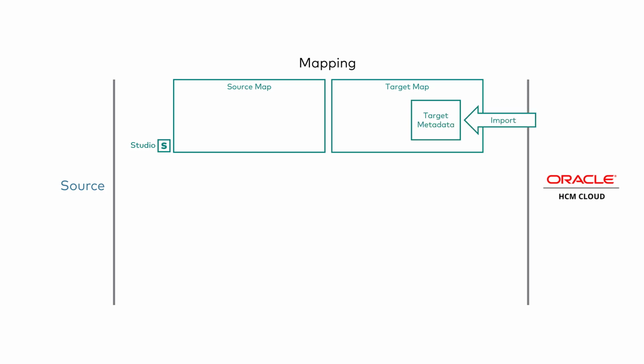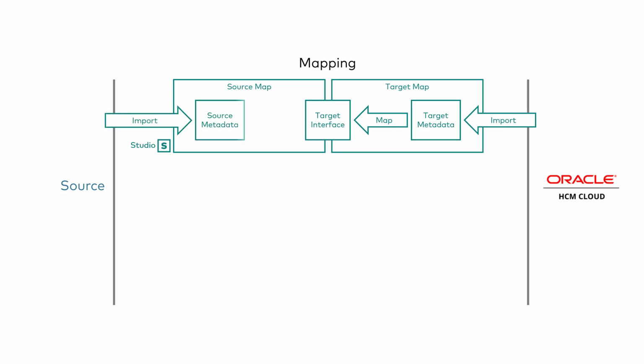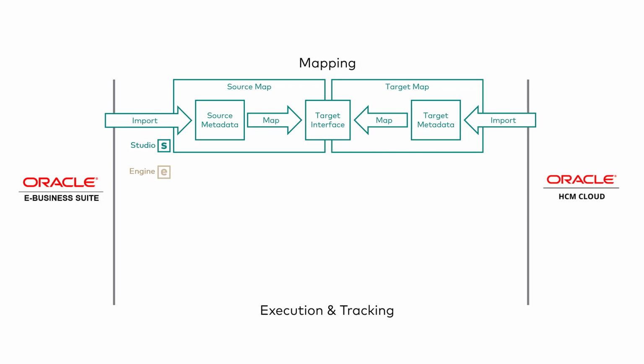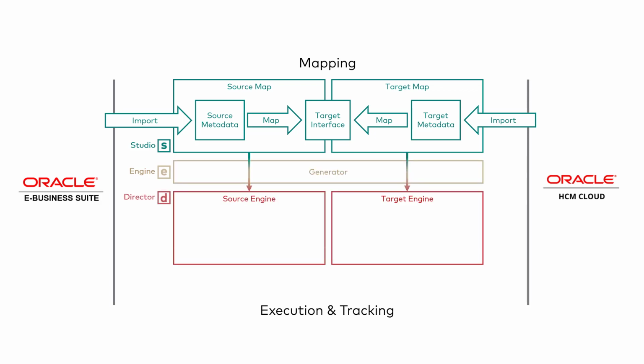From these, we have designed the target interface and developed a target map to specify the processing necessary to validate and generate the data to be loaded to Fusion. We have also extracted the details of the full tables of relevant data from EBS and set up the source metadata and developed a source map to populate the target interface.